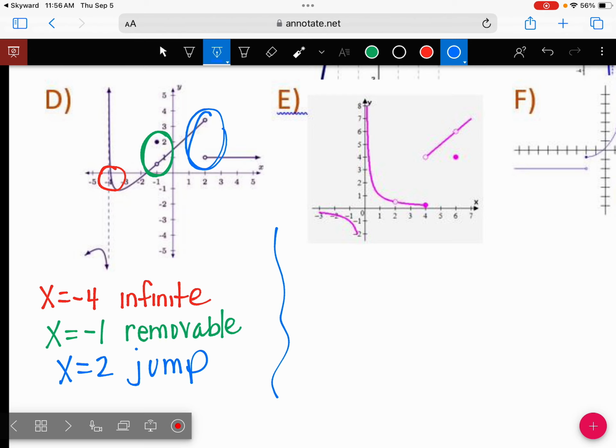It should be 1, 2, 3, 4. E has 4 discontinuities. So I want you to tell me where they are and what type they are.